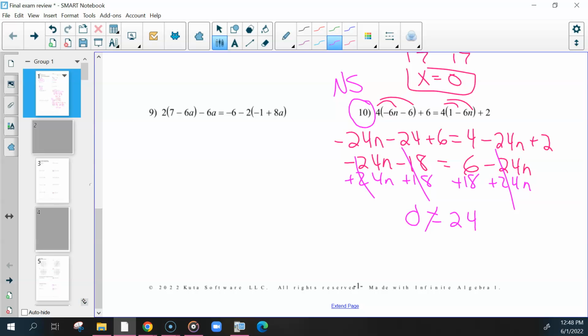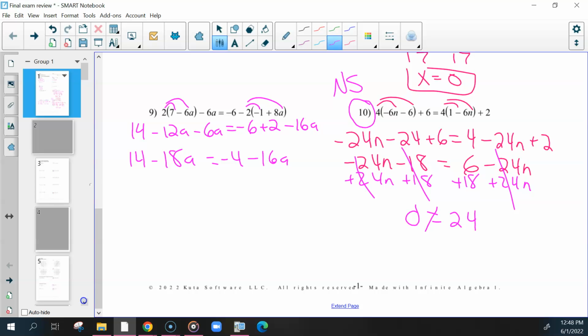Now we're going to do the same thing that we did for 10. Start to distribute. We have 14 minus 12a minus 6a equals negative 6 plus 2 minus 16a. Then we can combine like terms. On the left we have variable terms we can combine: 14 minus 18a. On the right we have numbers we can combine. So negative 6 plus 2 would give us negative 4.